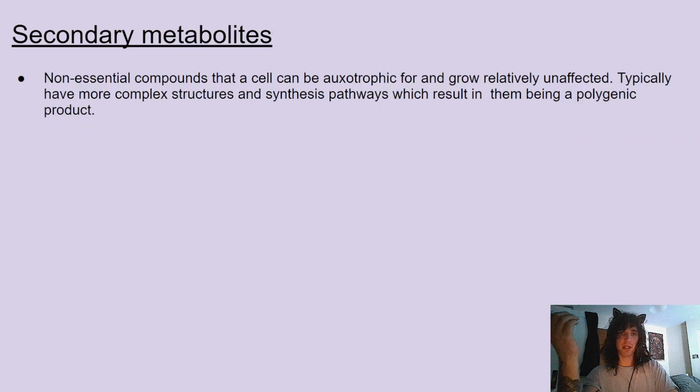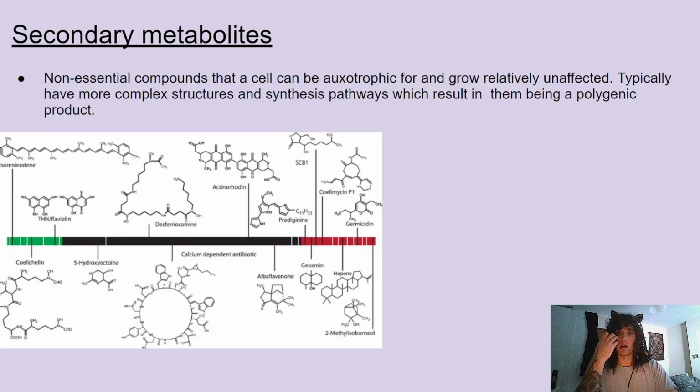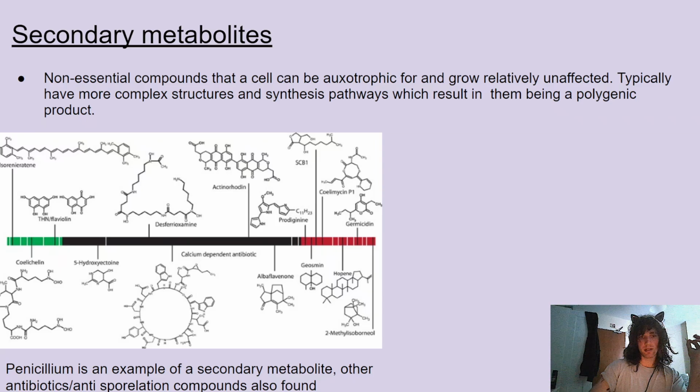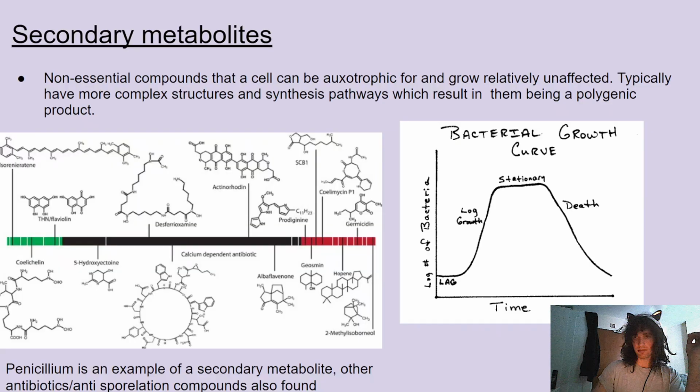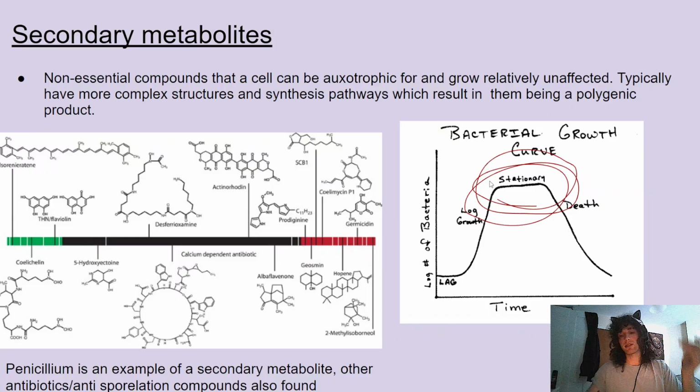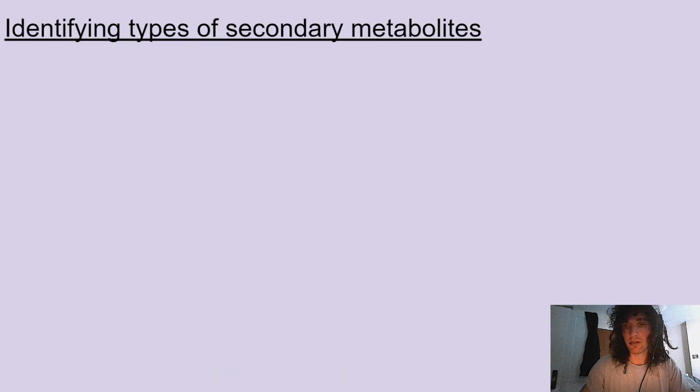So they typically have more complex structures and synthesis pathways, which result in them being a polygenic product. And we'll see this in the next slide. So here we see penicillium is an example of secondary metabolite, right? The same way as germicidin is like an inhibitor of sporulation. So naturally, these secondary metabolites would only be made during the stationary phase, when your cell runs out of natural resources and it needs to scrounge, it needs to fight other cells, other bacteria for those limiting resources.